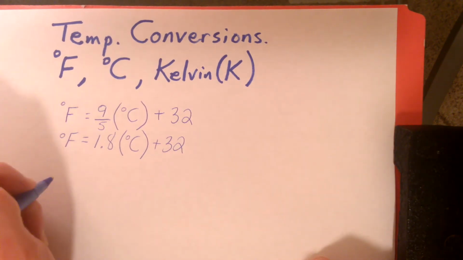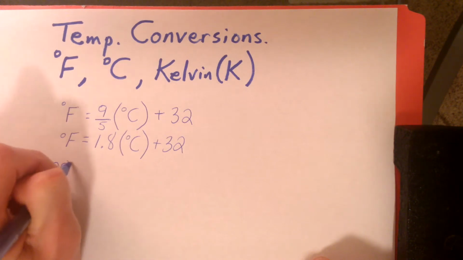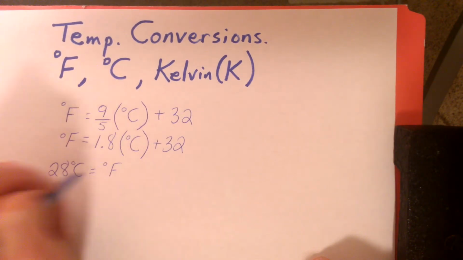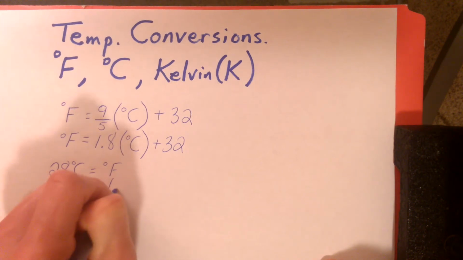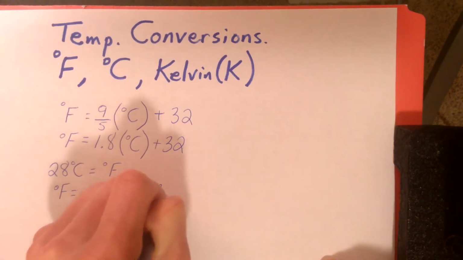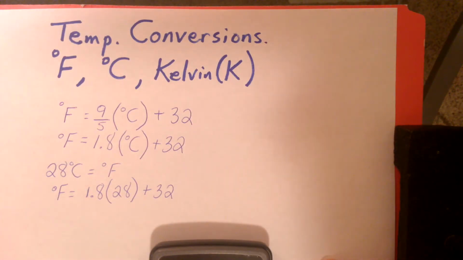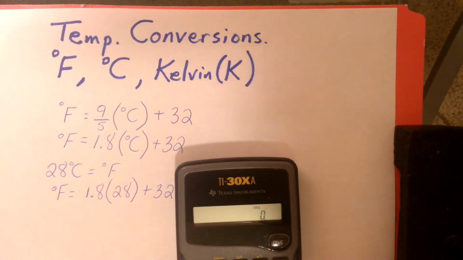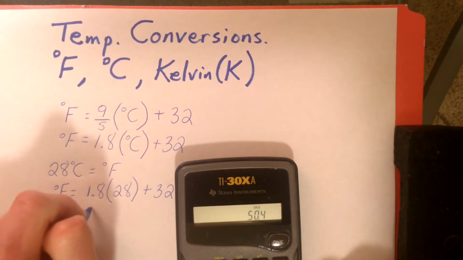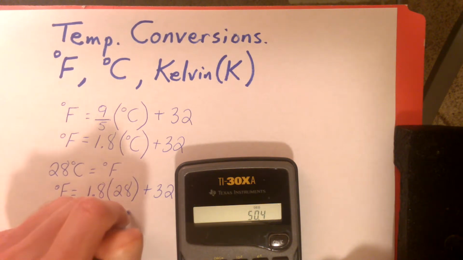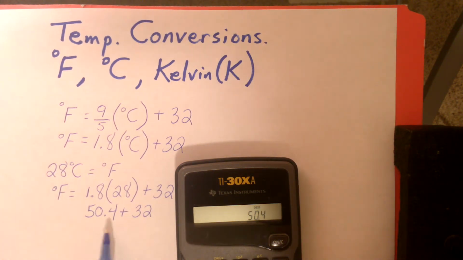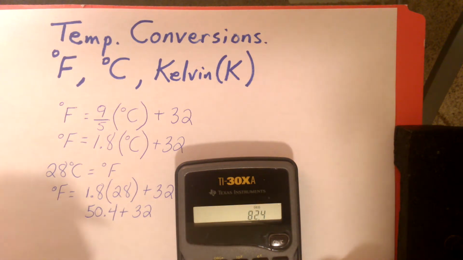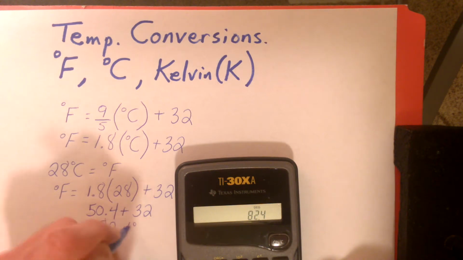Okay, so here's an example. Let's say we've got 28 degrees Celsius and we want to know what that is in Fahrenheit. So we go Fahrenheit is equal to 1.8 times 28 plus 32. Now, there are a lot of conversion calculators out there on the internet you can use, but your instructor may not always allow you to use the internet, so you need to know the formulas. So 50.4 plus 32 here, so we get 82.4 degrees Fahrenheit.